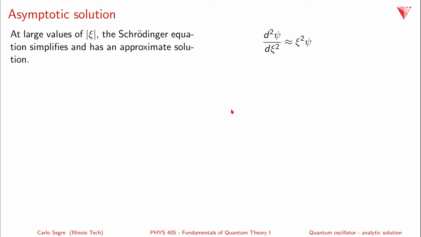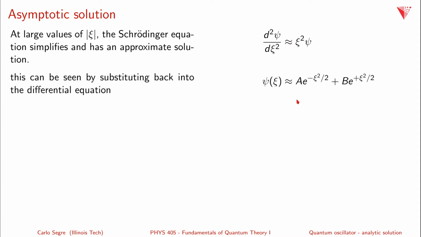So the approximate solution to this approximate equation can be written like this. Psi is approximately A e to the minus xi squared over 2 plus B e to the plus xi squared over 2. And we can show that this solves this equation approximately by taking the derivatives and substituting back in. So we'll take the first derivative. That gives us minus A xi e to the minus xi squared over 2 plus B xi e to the plus xi squared over 2.